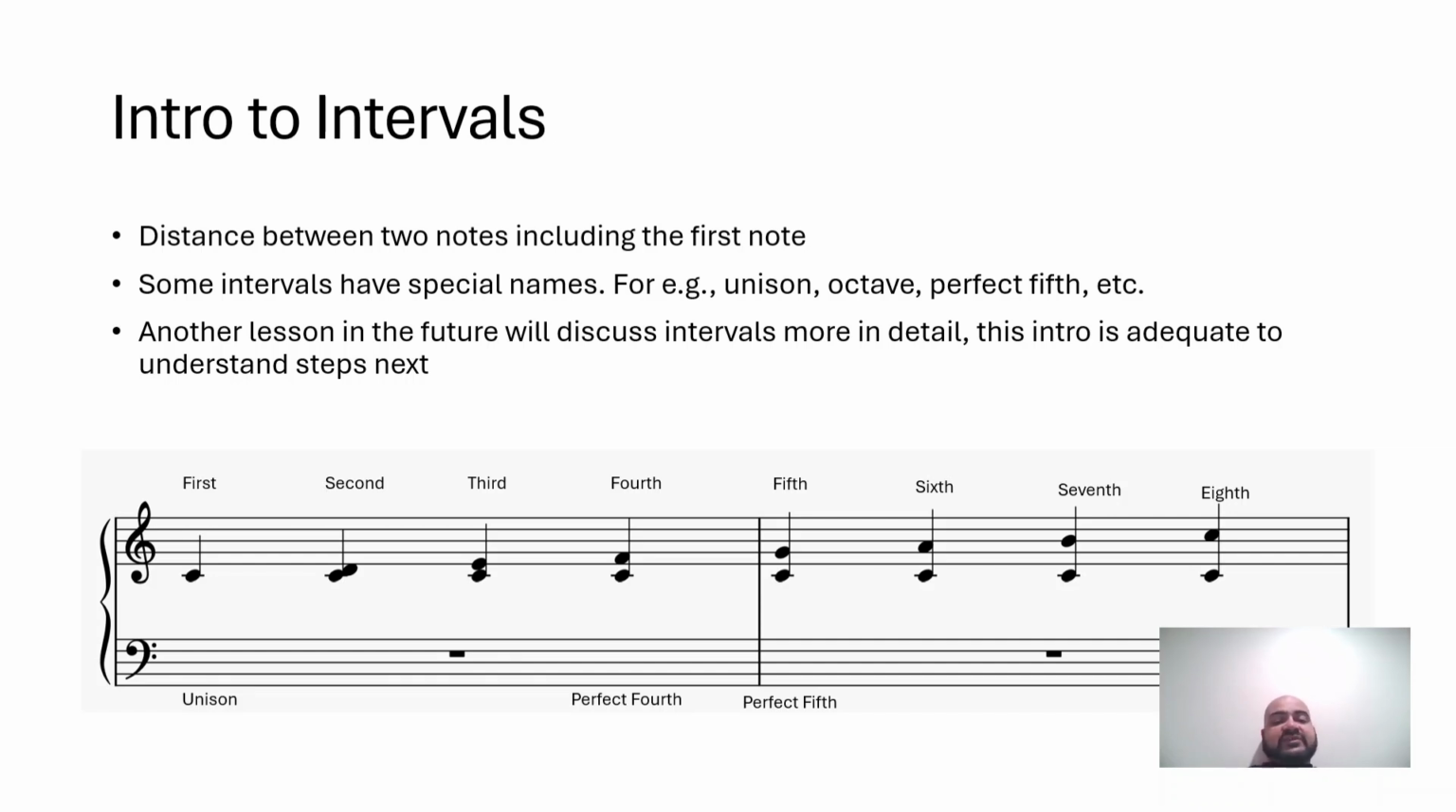Some intervals have special names. An interval for itself is just a unison, like the two exact same notes being played. An interval 8 steps up is going to be the same note, and that's what we call an octave. Here you have perfect fourth and perfect fifth as interval special names. These are just going to be common terminologies, and that's why it's mentioned over here. We will go into a lot more detail in a future lesson to understand more about intervals, but for now we just need to know that the intervals are space between two notes, including the first note.